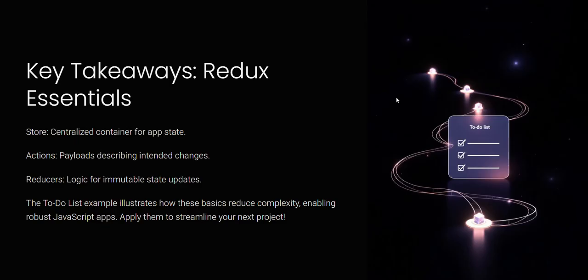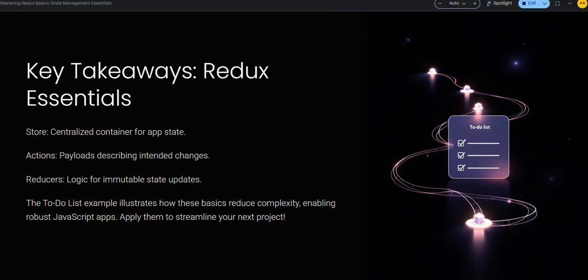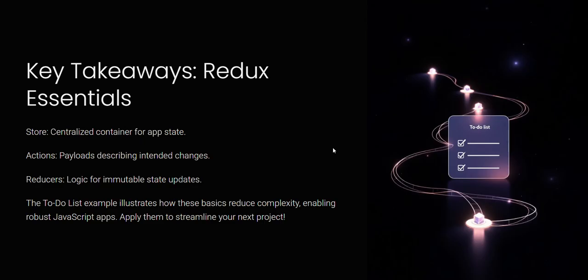Key takeaways of Redux Essentials. There are three key points. First one is the store: a centralized container for app state. Second, actions: payloads describing intended changes. And third one is reducers: logic for immutable state updates. Firstly, a simple way to understand: the store holds the entire state of the app in a single location.